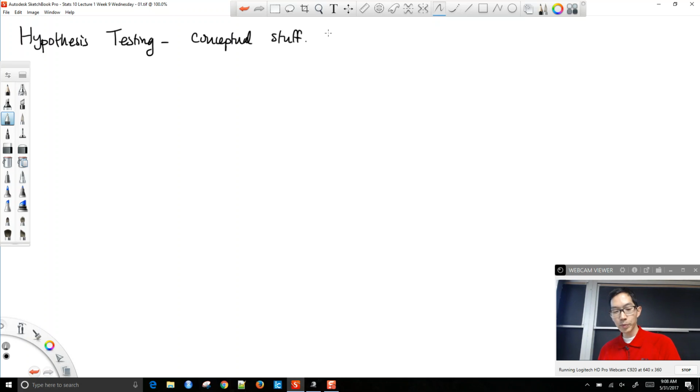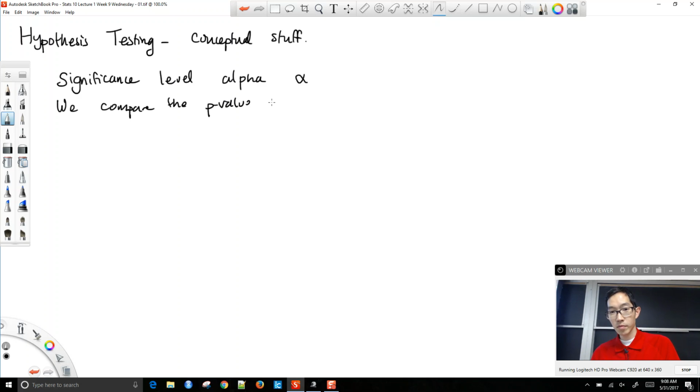So earlier on, we've talked about the significance level. What is the letter that we use for the significance level? Yeah, the significance level alpha. And how do we use the significance level when it comes to making a conclusion? We compare the p-value to alpha to decide whether or not to reject the null hypothesis.